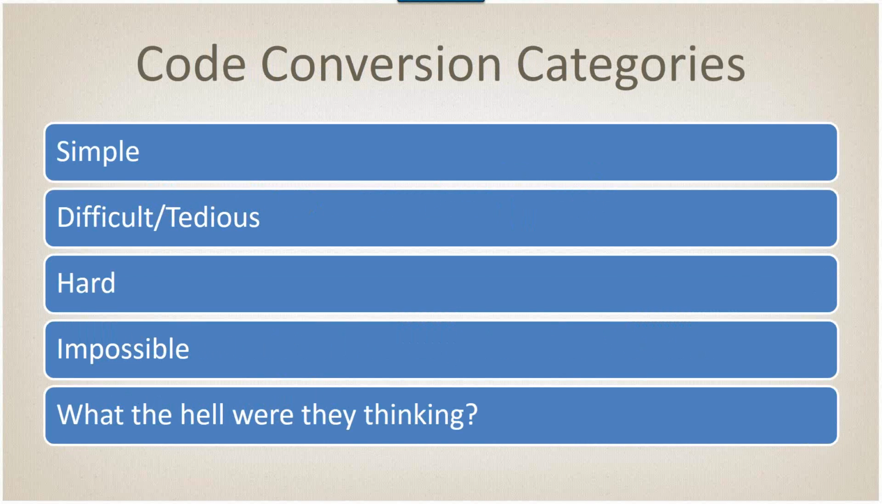I kind of categorize things in this manner here: simple, difficult, tedious, hard, impossible, and then what the hell were they thinking? There's a lot of code that just cannot be converted because of the way it was written. What I found is that people who really knew what they were doing with JavaScript caused a lot of problems. People who didn't know what they were doing with JavaScript caused a lot of problems. The people in the middle you can fix. But the two outside edges, it's almost a complete rewrite because of the way things worked out.